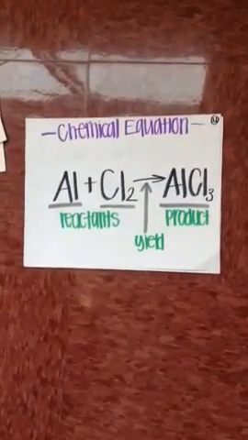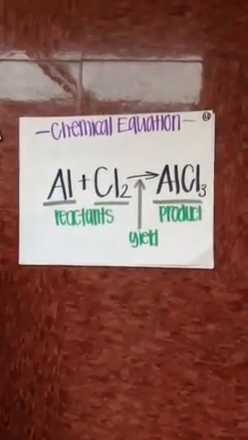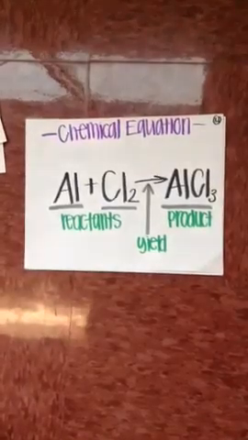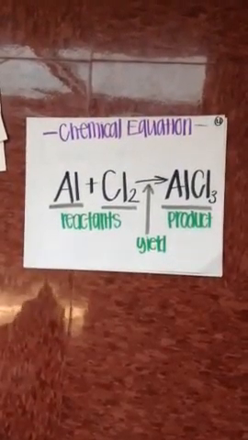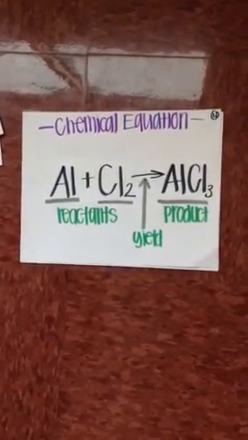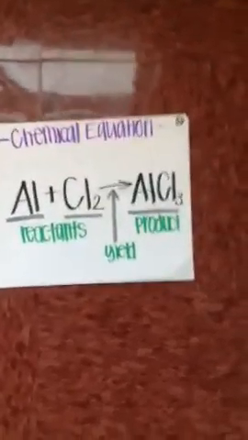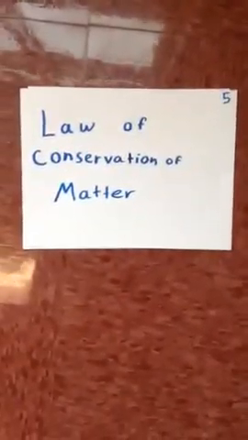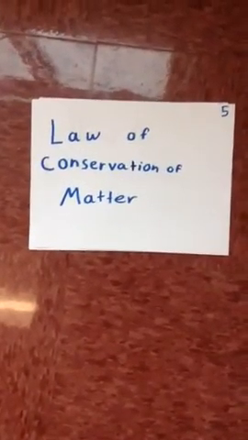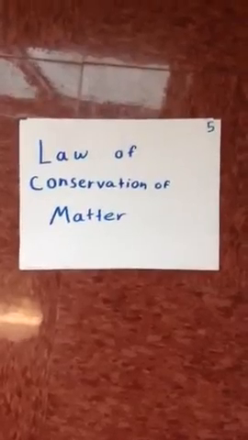A chemical equation has reactants, which are the two elements that go in, and a yield sign, which is pretty much an equal sign. It also has a product, which is pretty much the two together. The law of conservation of matter is the law that says no matter can be created nor destroyed.